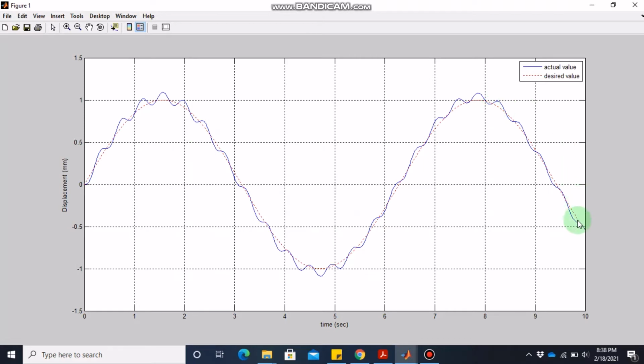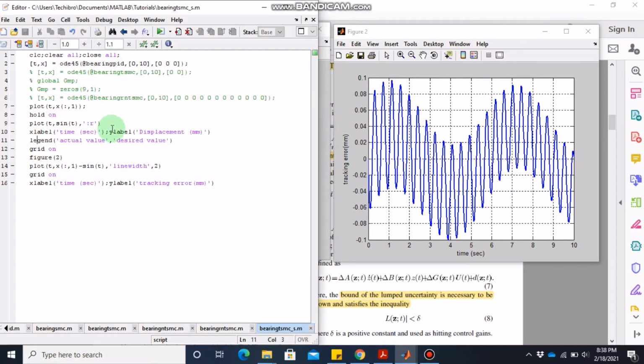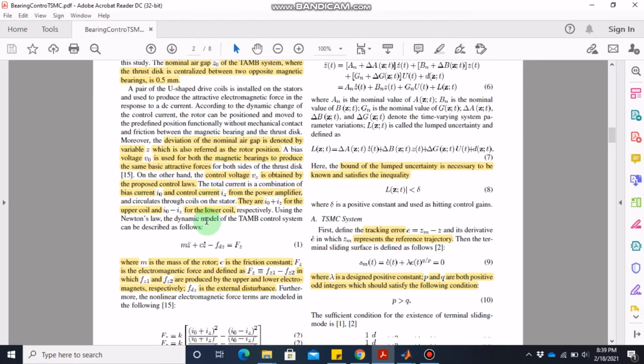So you can see that the state tracking is there, but there are some undershoots and overshoots involved in the tracking of the desirable trajectory. These can be avoided by tuning of the gains. I have not tried to tune the gains. If you want to make the PID perform better, you can try to improve the gains of Kp, Ki, Kd. So I'm using Kp 15, Kd 0.05 and Ki is equal to 10. You can try different values to improve the performance of the PID control. Next we shall be discussing the sliding mode control for the same system.